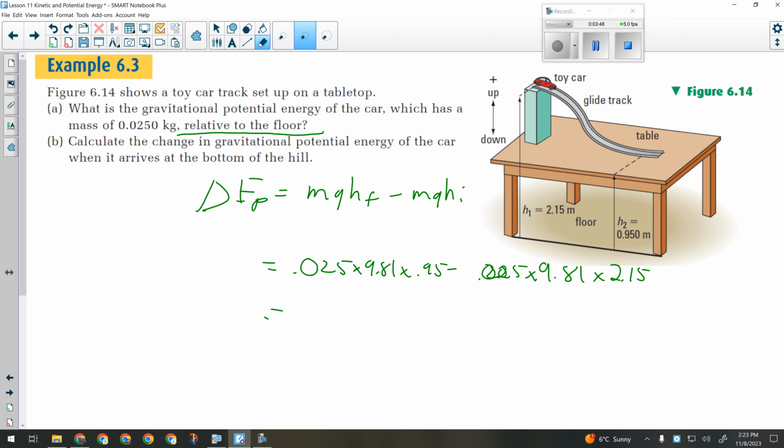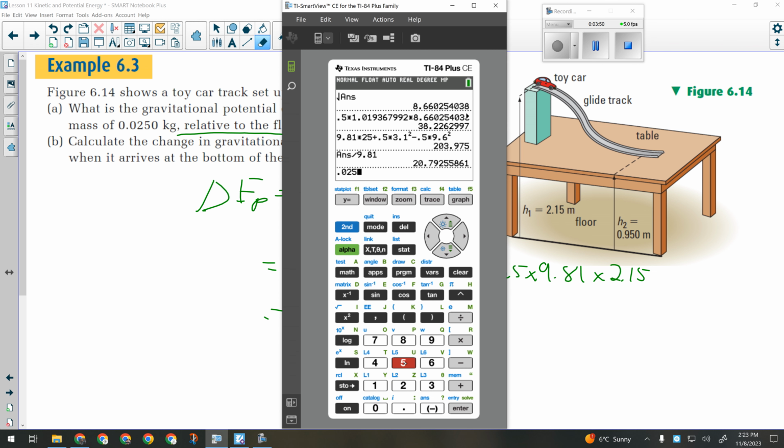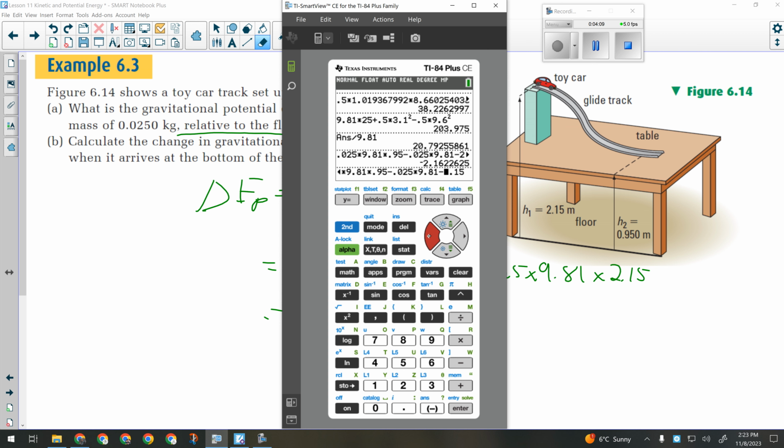So if I do that, I got 0.025 times 9.81 times 0.95 minus 0.025 times 9.81 times 2.15. Whoops, I got a minus in there. Hang on, I made a mistake. That's supposed to be multiplied. Okay, so I get negative 0.2943 joules. Is that all right? Yeah, my energy decreased. Is there a way I could have done that that's shorter?